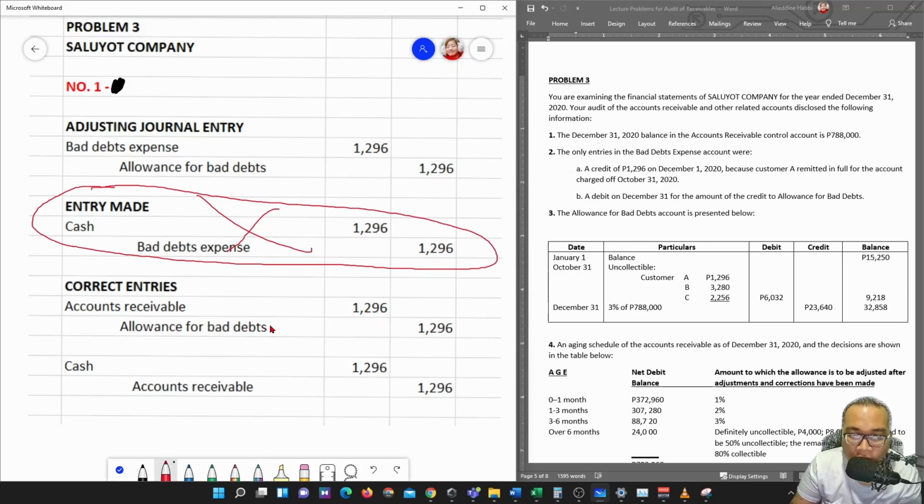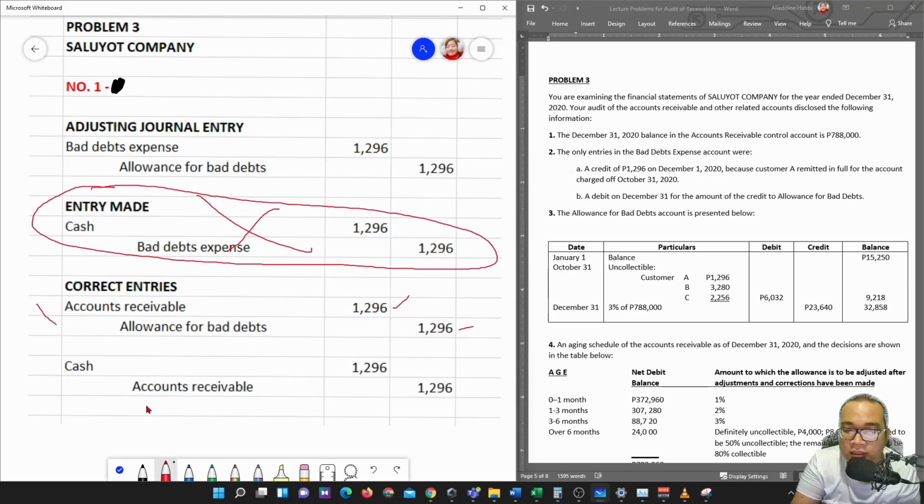1296, it symbolizes na yung nabuhay na account, ito. Kasi dinebit mo na yung accounts receivable. Ibig sabihin nabuhay siya. And yung ginawa mong partner niya sa pagpatay sa kanya, 1296, binaliktad mo rin. Yeah? Parang ni-reverse mo lang. So yun, naayos mo na, binuhay mo na using this.